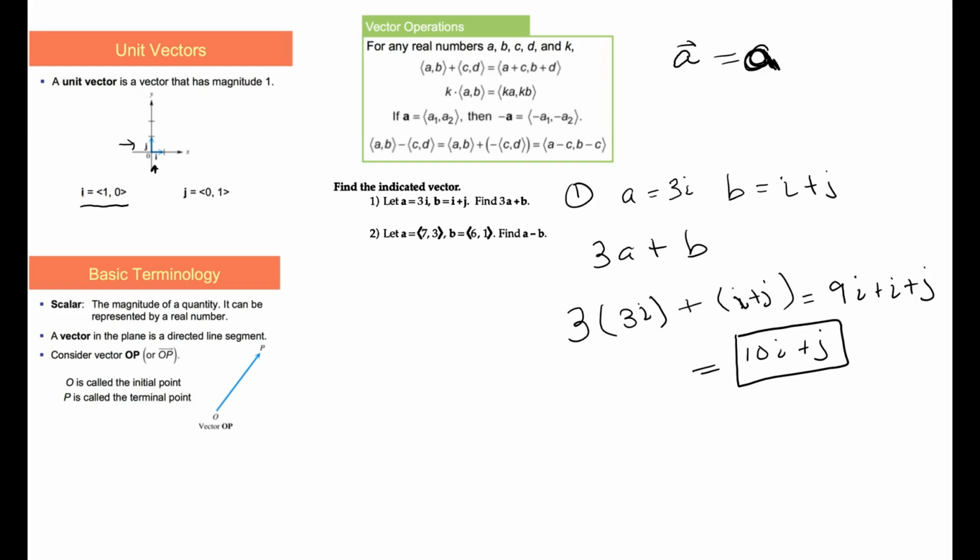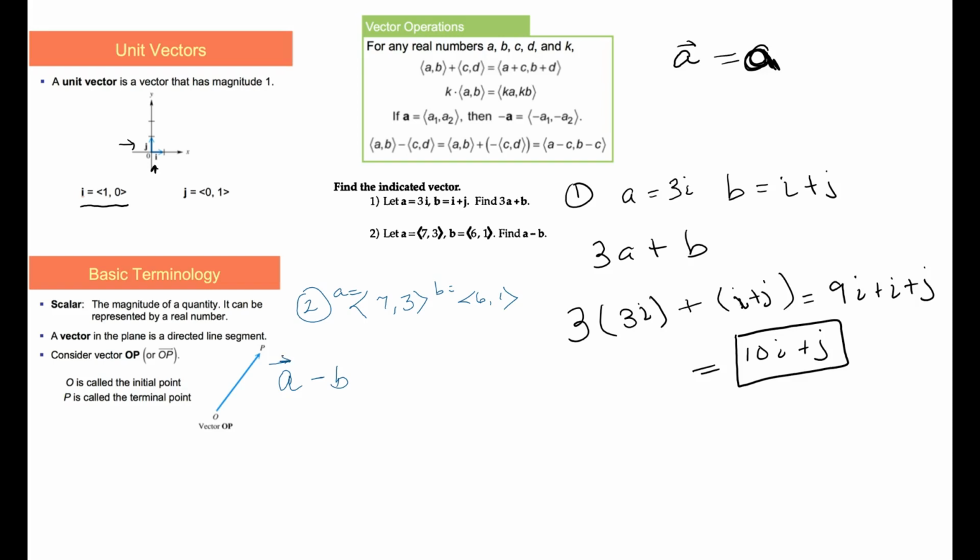Now, when we look at the second example, and let me switch markers here for you. When we look at problem number 2, we're given vectors, and notice it kind of looks like an ordered pair, but it's got this angle brace. There's the vector 7, 3. That's A. And B is the vector 6, 1. Okay, they want the vector A minus B.